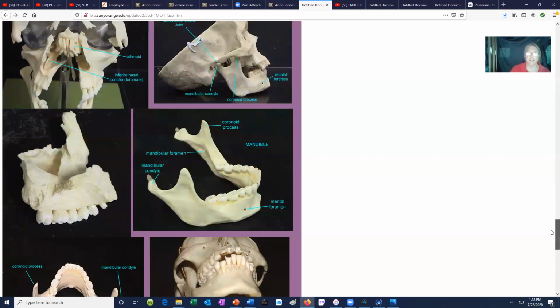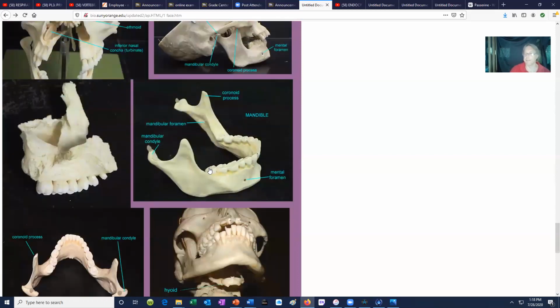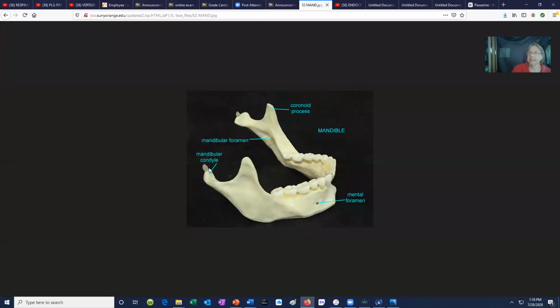Then the last true bone of the face, although I'll mention a couple others, is the mandible. Now, more primitive vertebrates have lots of bones in their lower jaw. We simply have one, and why is a very long explanation. I have videos on that. So the mandible is one single bone, the two halves fuse in fetal development, and this holds all of the teeth in the lower jaw.